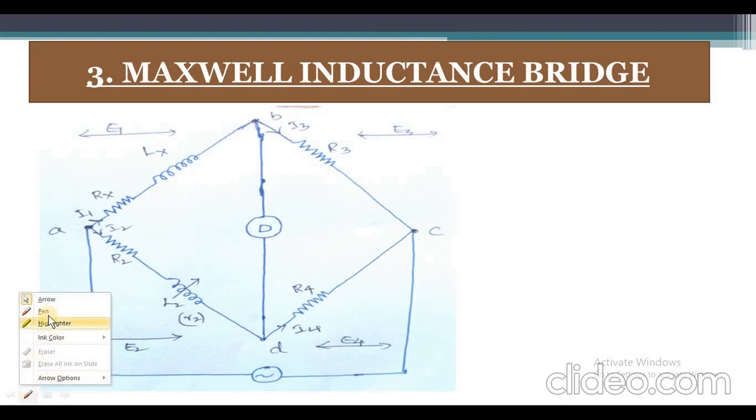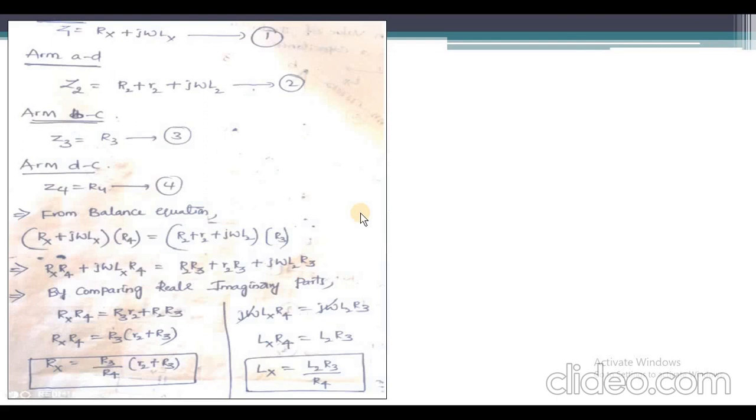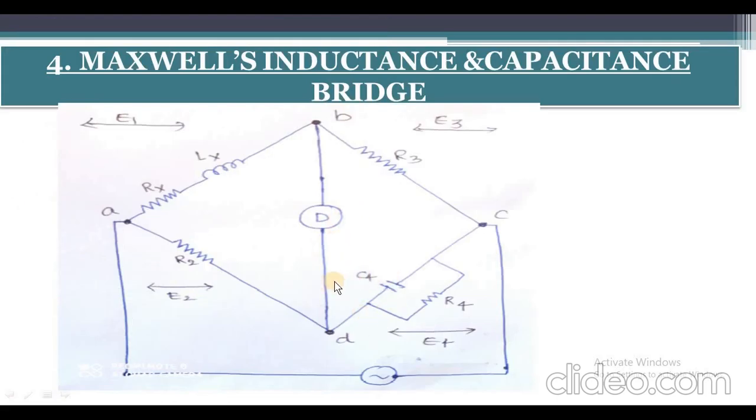If you want to draw the Maxwell inductance and capacitance bridge circuit diagram, you simply connect another capacitor like this, C4. Only the C4 capacitance is extra in the case of the Maxwell inductance and capacitance bridge, and it is connected in parallel with the resistor R4. Okay guys, let's see that circuit diagram. Only this is the modification, and everything else will be the same.